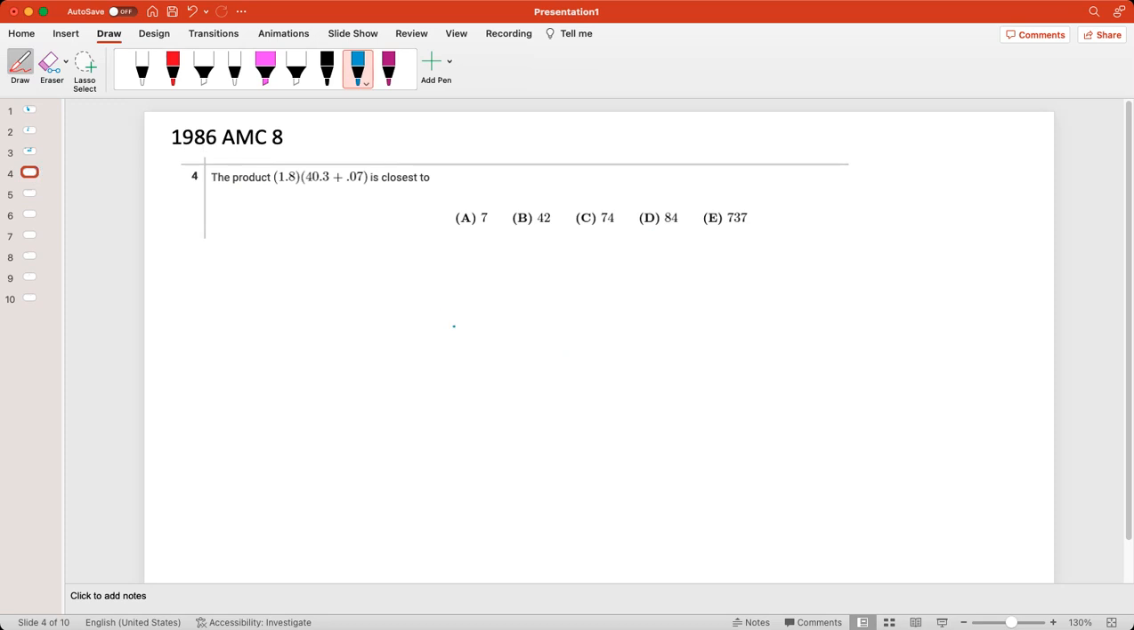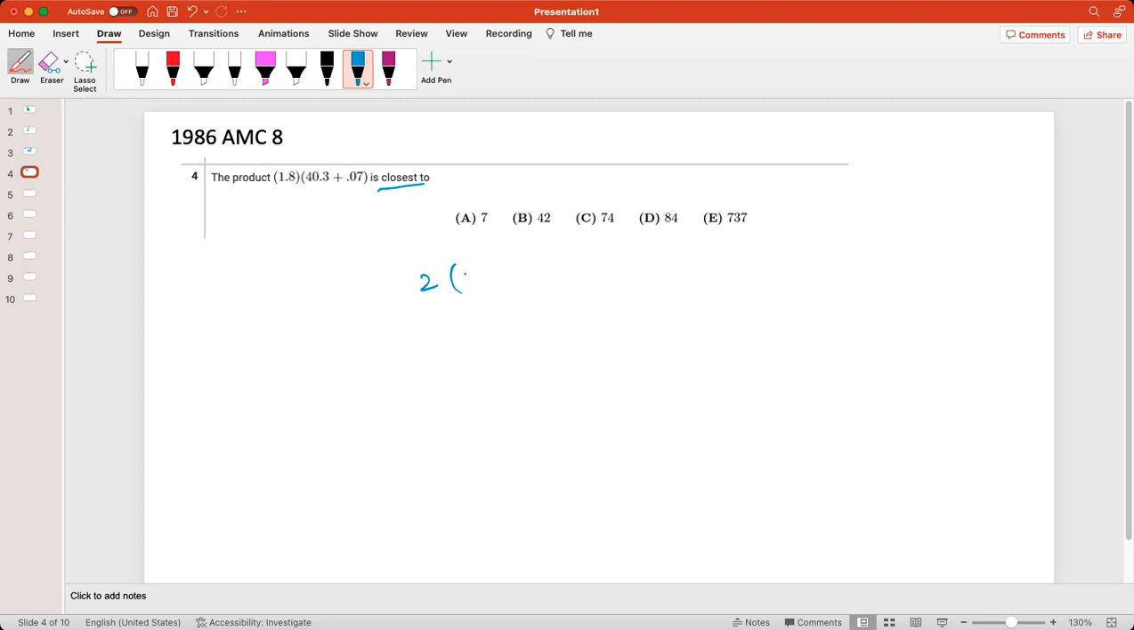Going to the fourth question. The product 1.8 into 40.3 plus 0.7 is closest to. So look at this word closest to. They are not asking for the exact answer. So we have to use approximation here to quickly finish our question and move to the next. So instead of 1.8, I'm going to take this multiplication as 2. Now 2 is greater than 1.8, right? So whatever answer I'm going to get is going to be greater than the answer that we want. Okay, you should remember that.